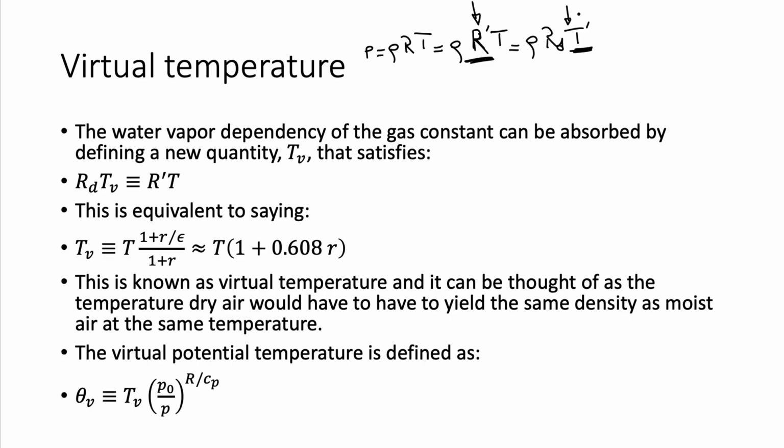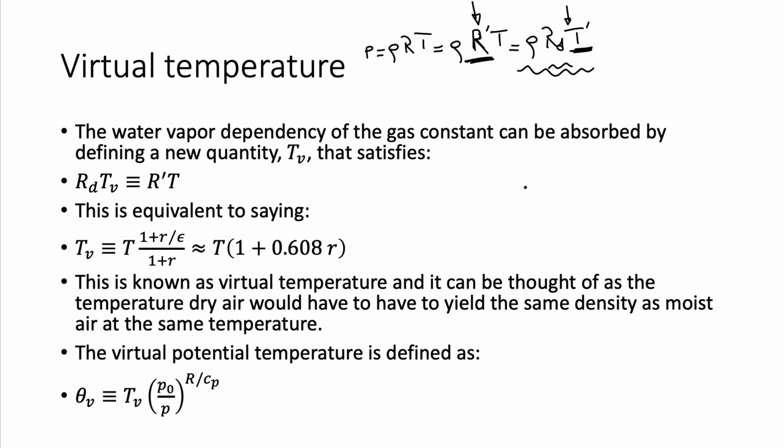But it's kind of easier to think about. It's kind of easier, at least for me, to visualize changes to a parcel's properties when I think about changes to temperature. Now, mind you, the water vapor is not changing the temperature, okay? But if you write it like that, it's as if adding water vapor was modifying the temperature of the gas, if you will.